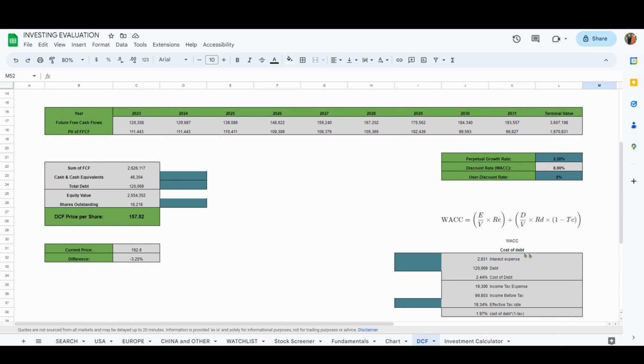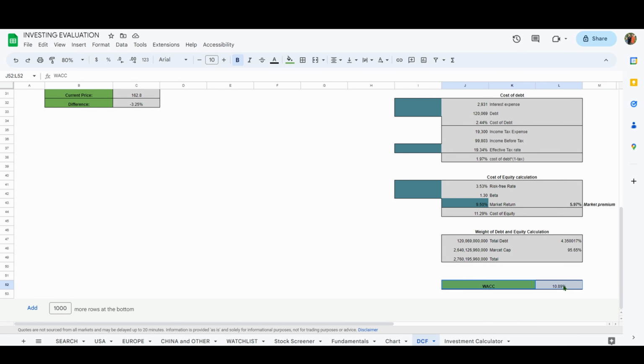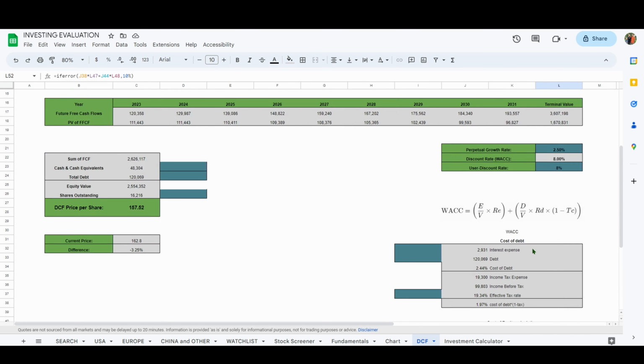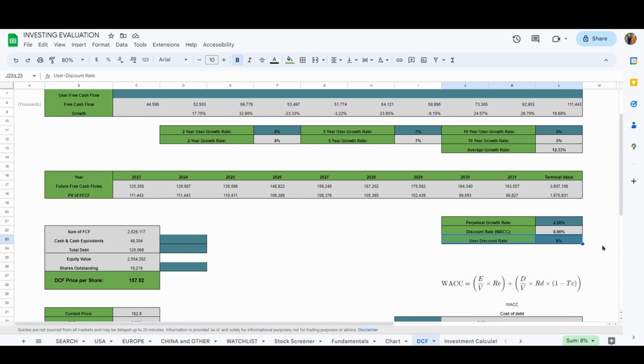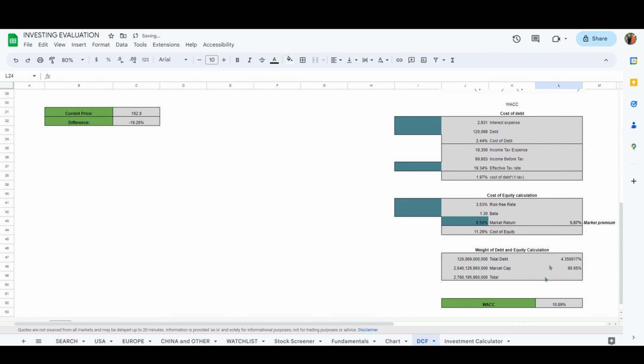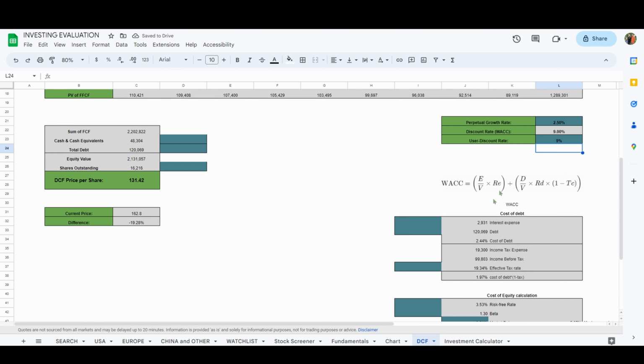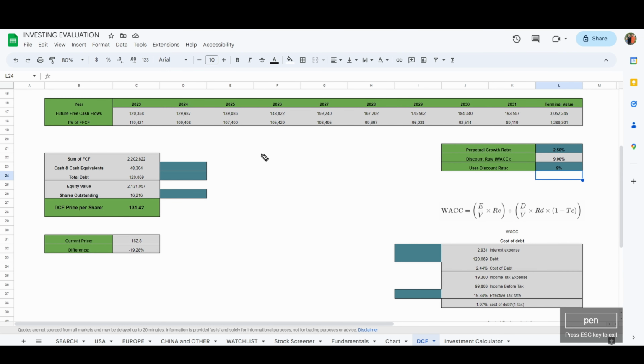It calculates it here, but it's not really accurate, because it only shows how much the equity costs and how much the debt costs, and basically multiplies it by the total debt and total market cap. But it is not very reliable, because the discount rate is basically how much you want to make per year from Apple. So I'll do 9%. It's saying that it should be about 11%, but it's really not.